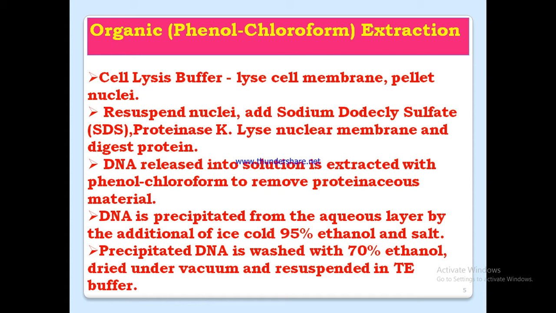Organic phenol-chloroform extraction: cell lysis buffer lyses the cell membrane, pellet nuclei, resuspend nuclei, add sodium dodecyl sulfate (SDS) and proteinase K to lyse the nuclear membrane and digest protein. DNA released into solution is extracted with phenol-chloroform to remove proteinaceous material. DNA is precipitated from the aqueous layer by the addition of ice-cold 95% ethanol and salt. Precipitated DNA is washed with 70% ethanol, dried under vacuum and resuspended in TE buffer.